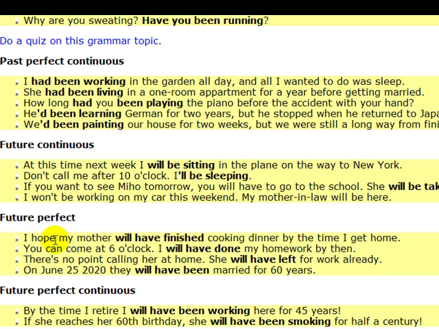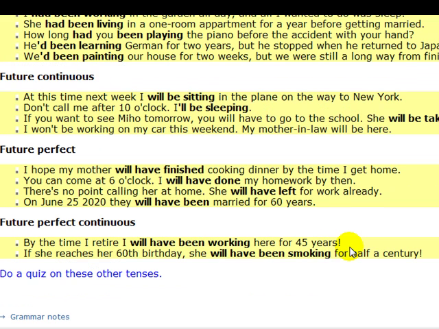Then you have the future perfect. I hope my mother will have finished. You see, we have the future perfect. I hope my mother will have finished cooking dinner by the time I get home. Okay, you can come at 6 o'clock. I will have done my homework. That was the future perfect, I'm sorry. Then we have the future perfect continuous. By the time I retire, I will have been working here 45 years.